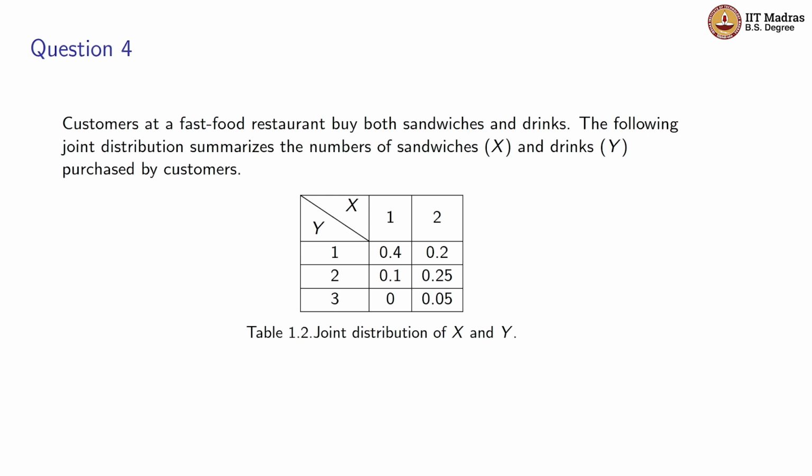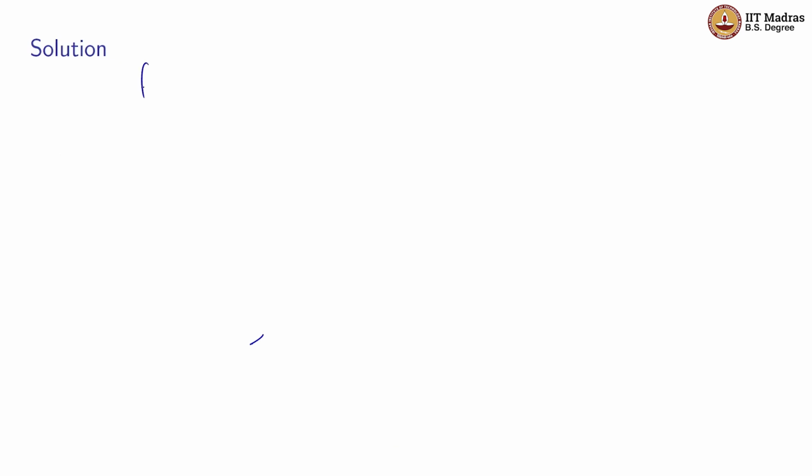Now coming on question number 4. In question number 4, customers at a fast food restaurant buy both sandwiches and drinks. The following joint distribution summarizes the number of sandwiches denoted by X and drinks denoted by Y purchased by customers. So this is the joint PMF table of X and Y given to us, and in this question we have to find the probability that a customer will buy 2 sandwiches given that he has bought 3 drinks. So in this question we have to find the conditional probability that X is equal to 2 given Y is equal to 3.